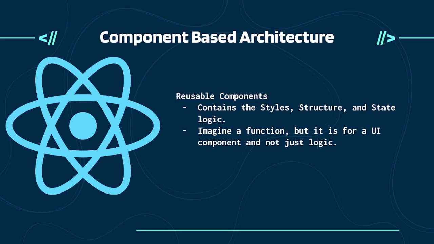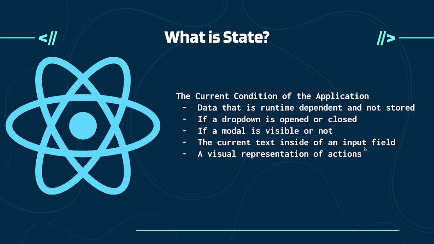It's a little more than the whole dot map. And in all honesty, you can dot map data each into their own component, and you should. But the whole point is that we're giving them their own state, right? Imagine a function, but it's for UI, and that's exactly what a component is.